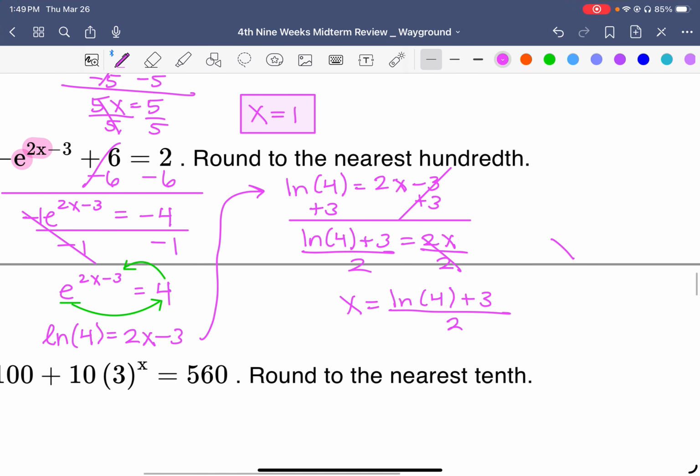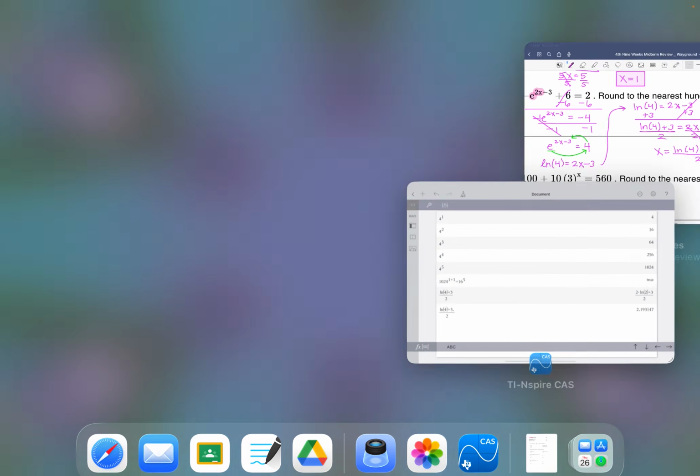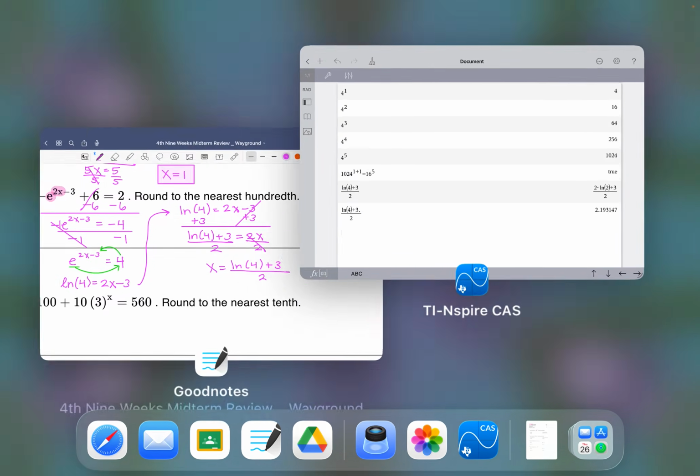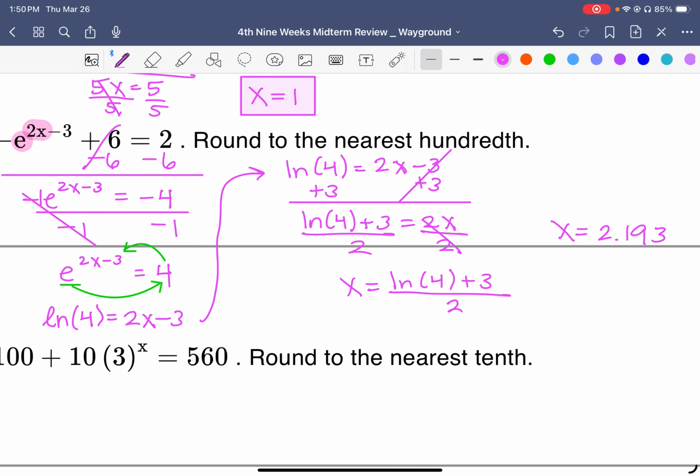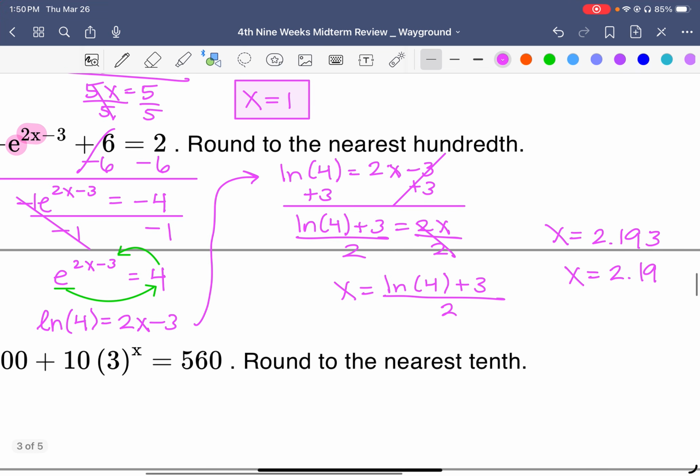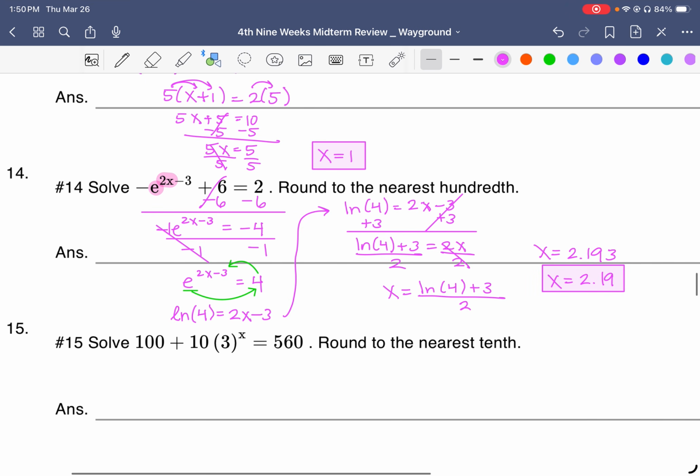So x equals 2.193. It was, right? Yeah, 193. And then to the nearest hundredths, that's 2 places after the decimal, and the 3 does not round up. So 2.19 is the final answer.